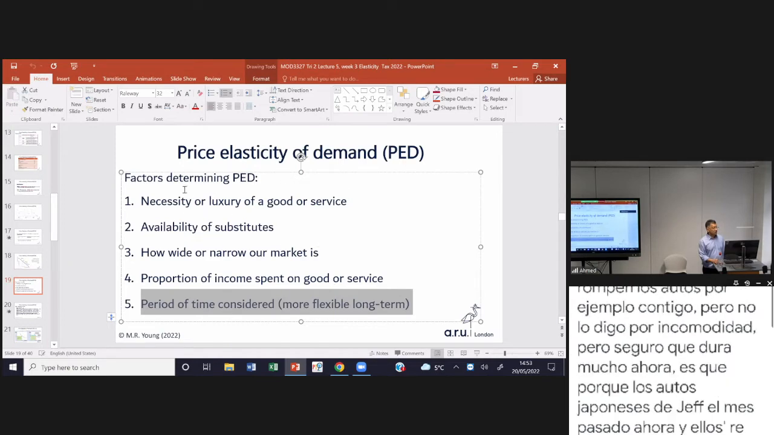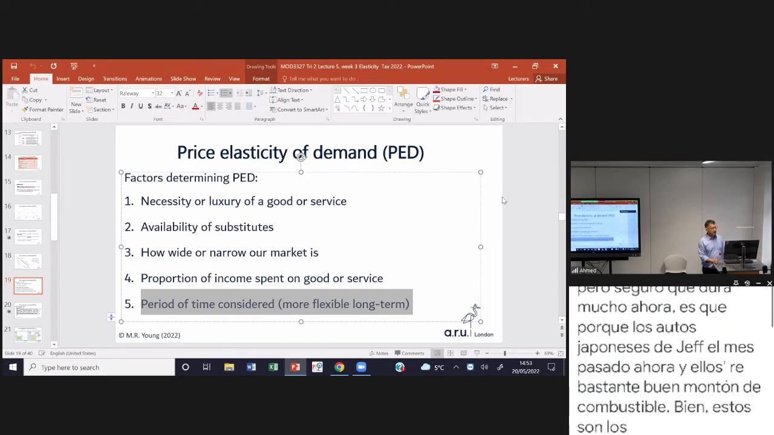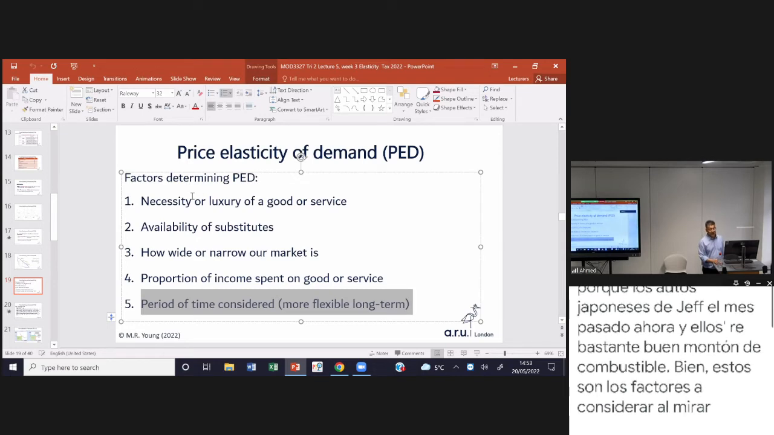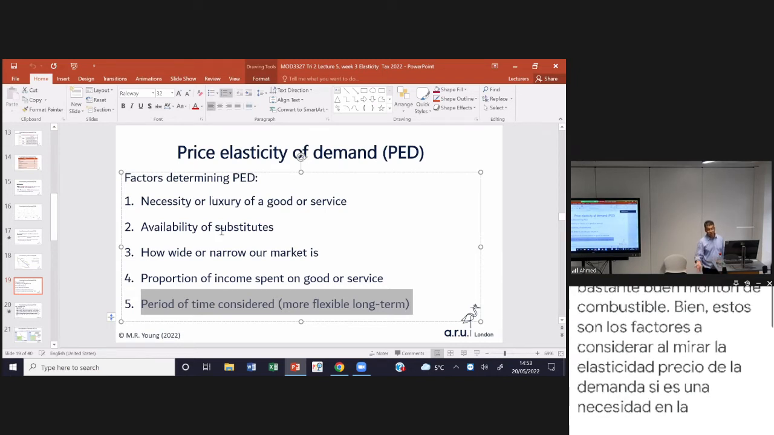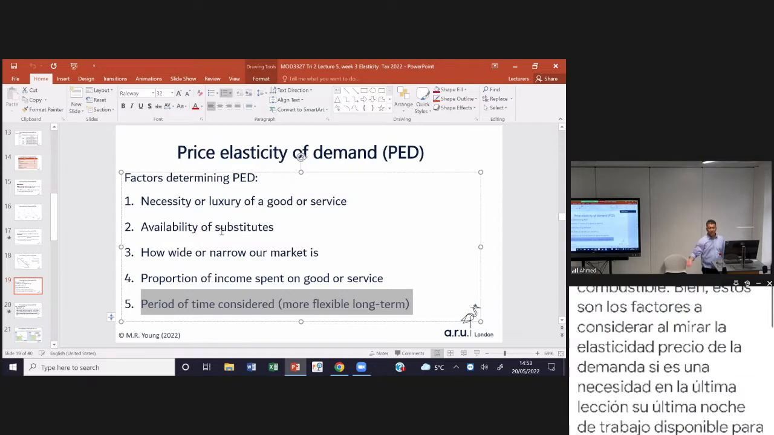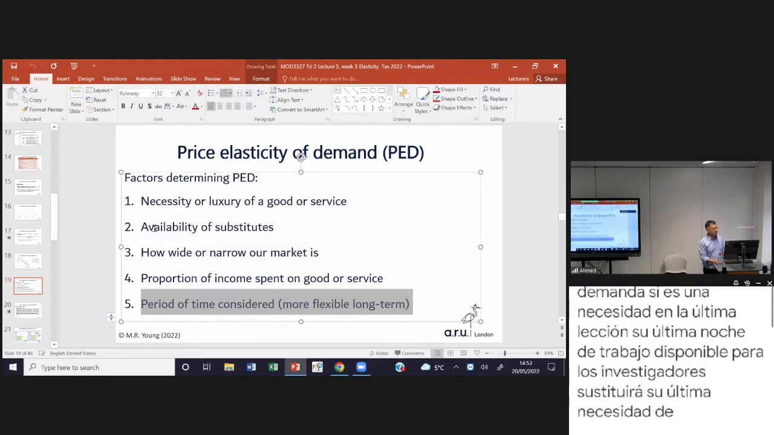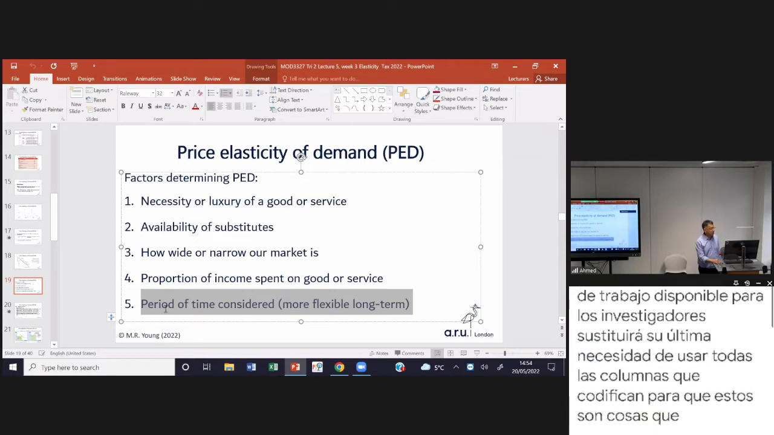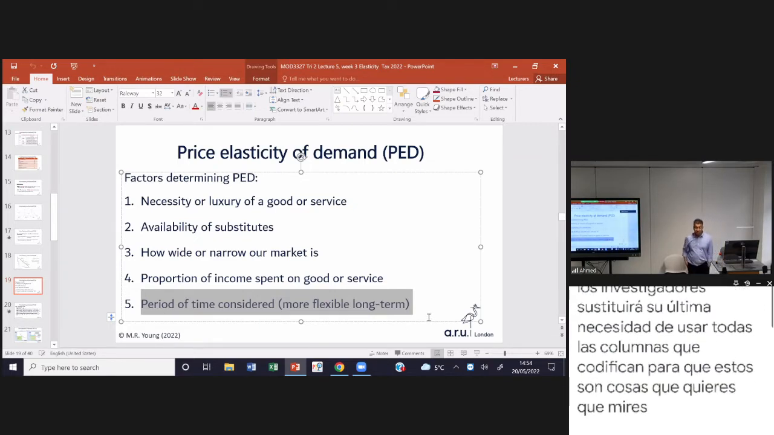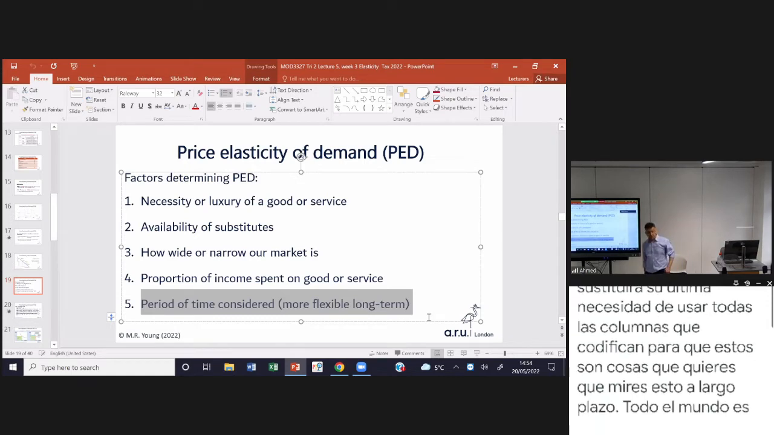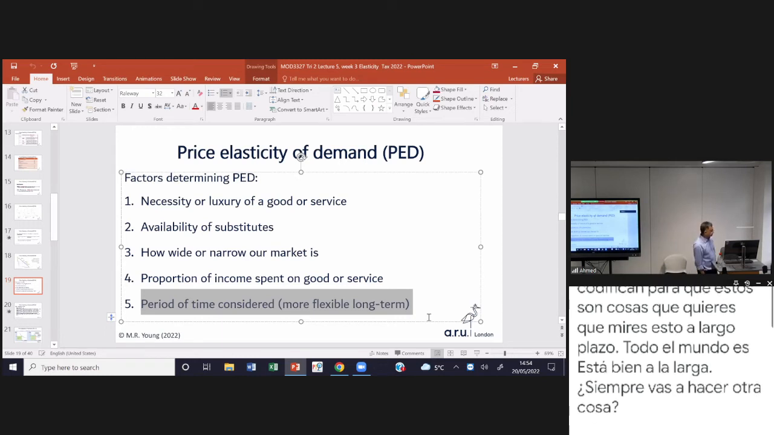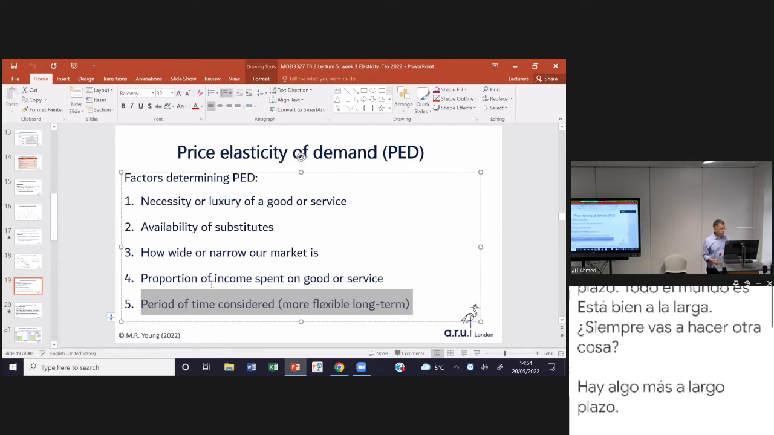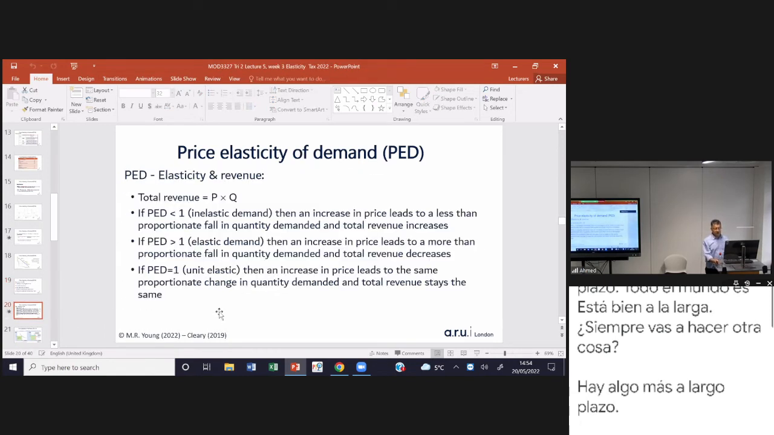Okay, so these are the factors to consider when you're looking at price elasticity of demand. If it's a necessity, you're inelastic. If it's a luxury, you're very elastic. You can give it up, yeah? Availability of substitutes: if there are substitutes, you're very elastic. If Pepsi goes up, I'll pick Coca-Cola instead, yeah? So these are things that you need to look at. And in the long term, everybody's flexible. In the long run, I can always go and do something else. You get that idea? I can always try something else in the long run. Price elasticity of demand.